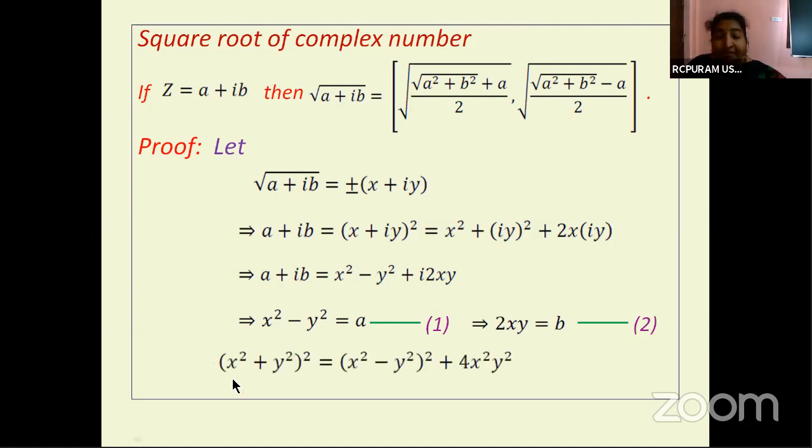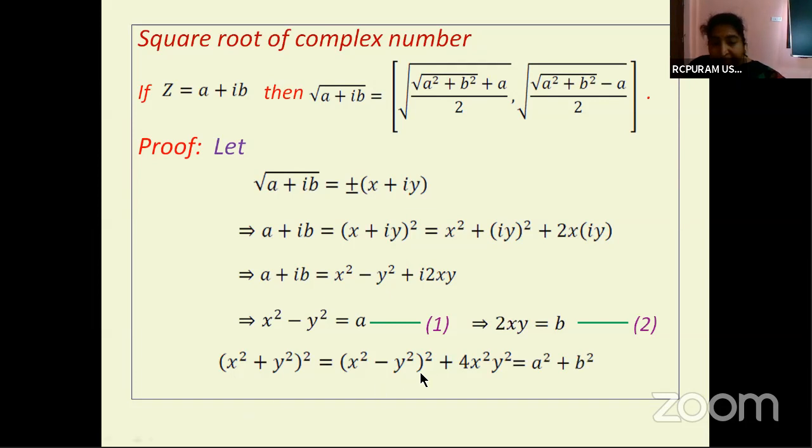Then we'll just consider this relation: X square plus Y square whole square is equal to X square minus Y square whole square plus 4X square Y square. Here again the formula: A plus B whole square is equal to A minus B whole square plus 4AB. We will just substitute the values, children.